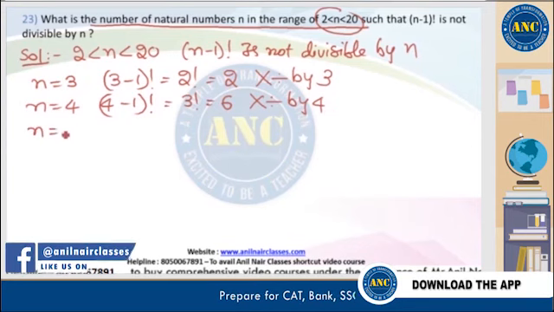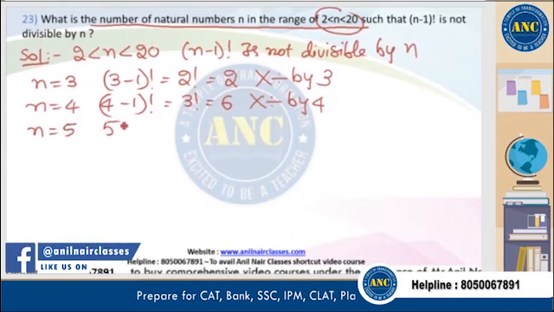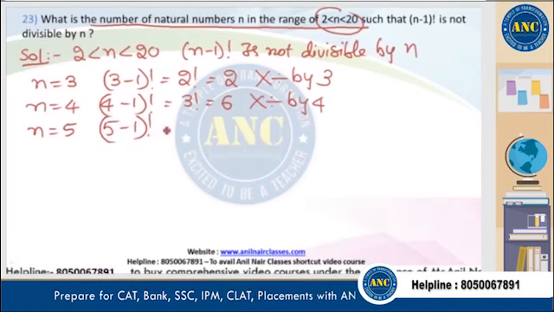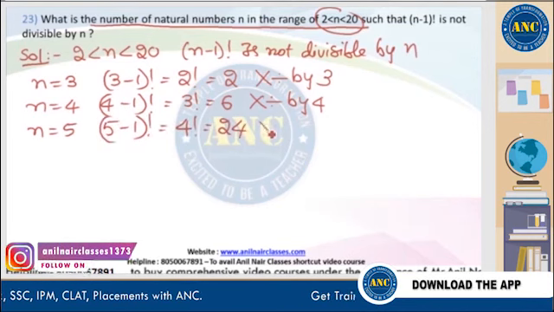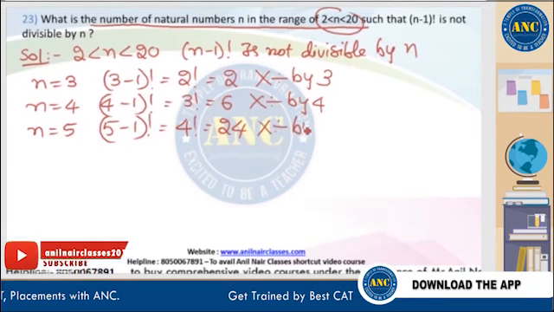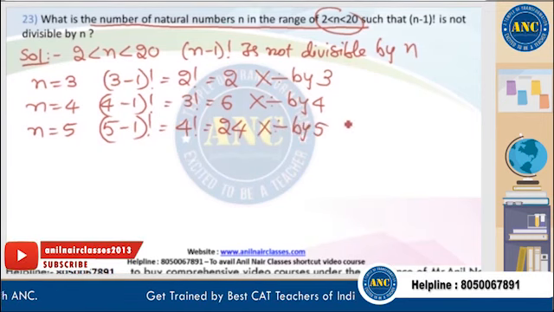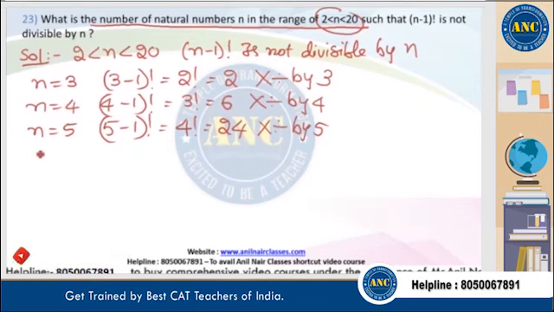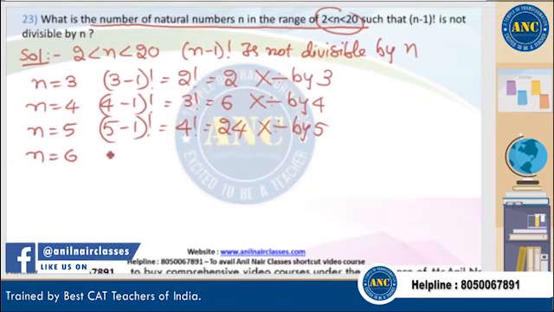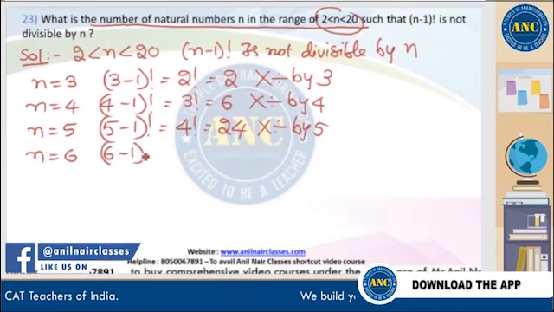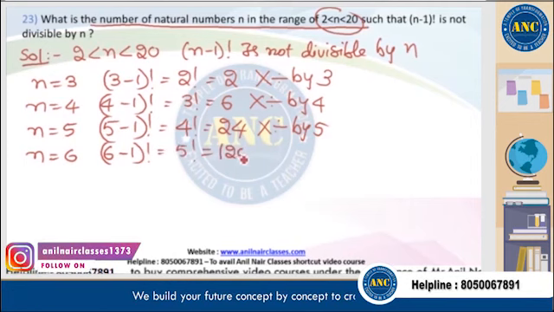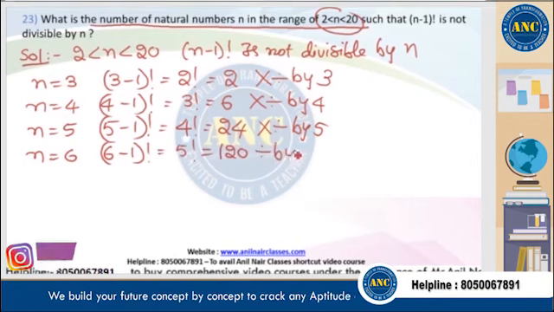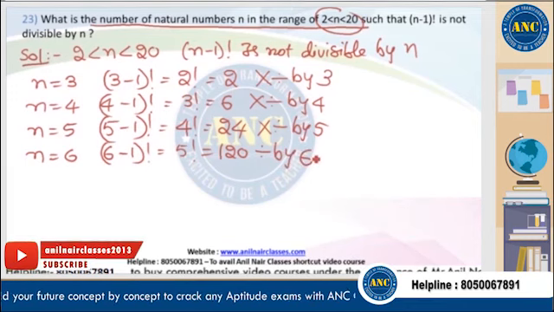Similarly, if I take n value 5, 5 minus 1 factorial is 4 factorial, which is 24, which is not divisible by 5. 3, 4, 5 will come. If I take n value 6, 6 minus 1 factorial is 5 factorial, which is 120, which is divisible by 6.